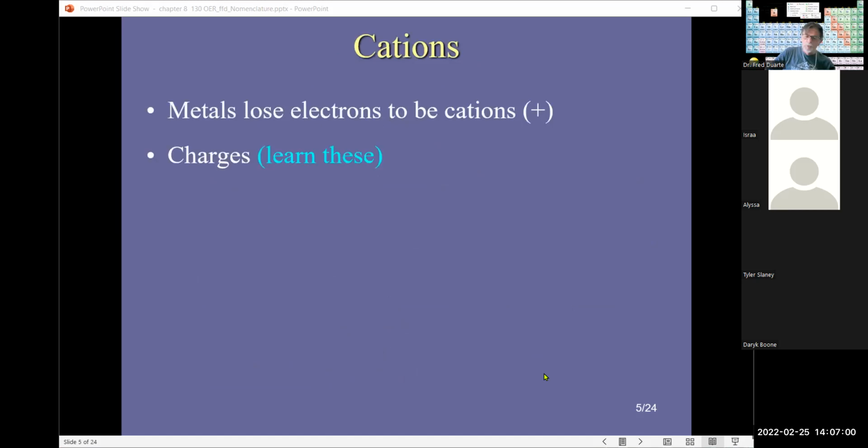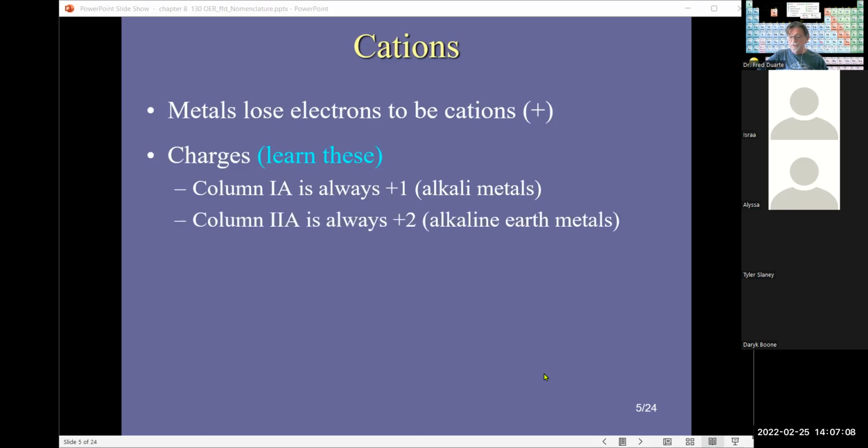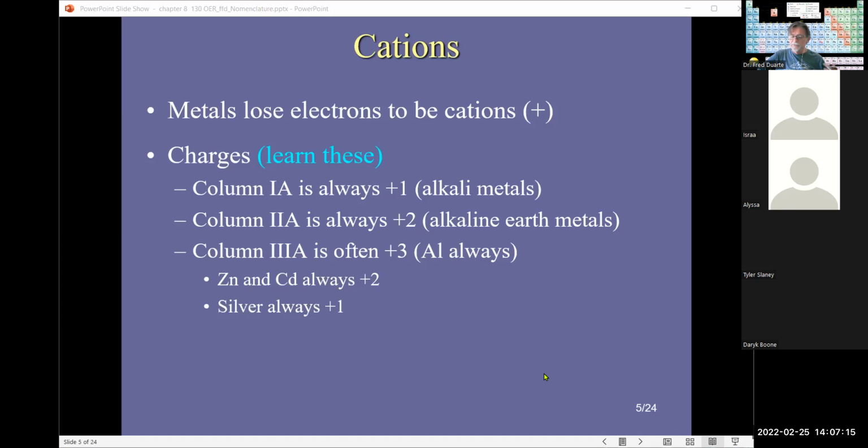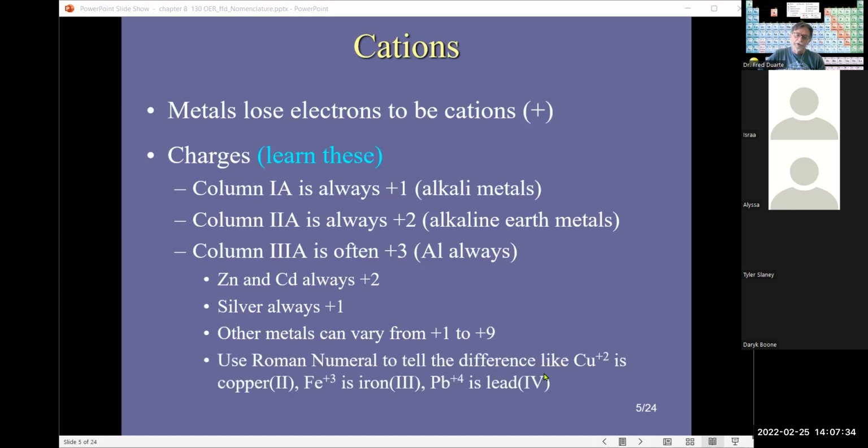So we know that metals lose electrons to become cations. So we know that group 1A has a +1 oxidation number, +2 for group 2A, +3 for group 3A. Cadmium and zinc always have a +2, silver always a +1. Rehash of what we talked about. What that tells you, all the other ones, other than the sweet 16, their oxidation number can vary from a +1 to a +9. It all depends on the reaction conditions and what's going on. Okay, so it does vary.